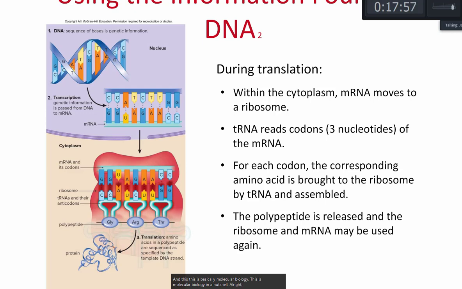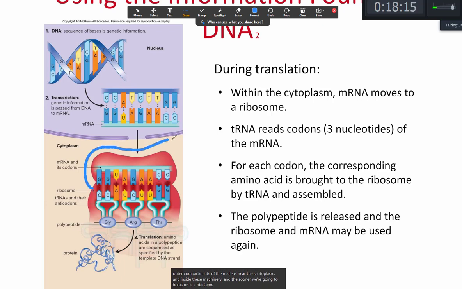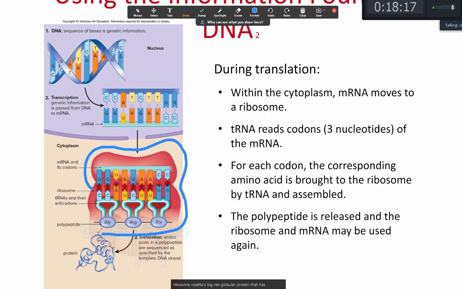All right, and what happens here then is after the DNA is copied to RNA, now you have this information that gets to go into the outer compartments of the nucleus near the cytoplasm and inside this machinery. And the machinery we're going to focus on is the ribosome. Ribosome is a big red globular protein that has the ability to take the mRNA that got generated and start reading those nucleotides and see, hey, what exactly are we trying to build?